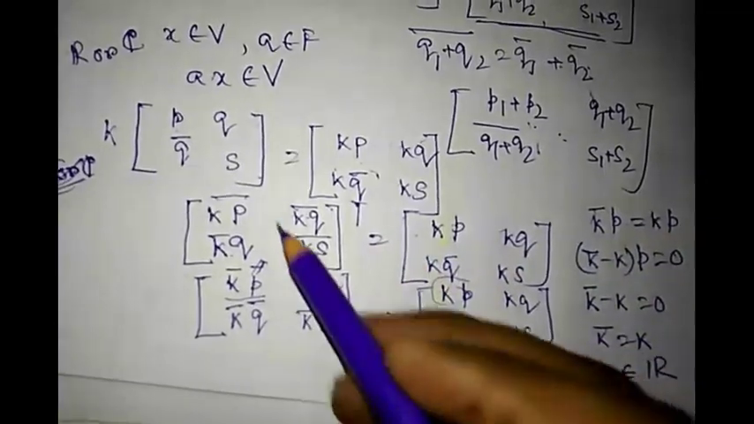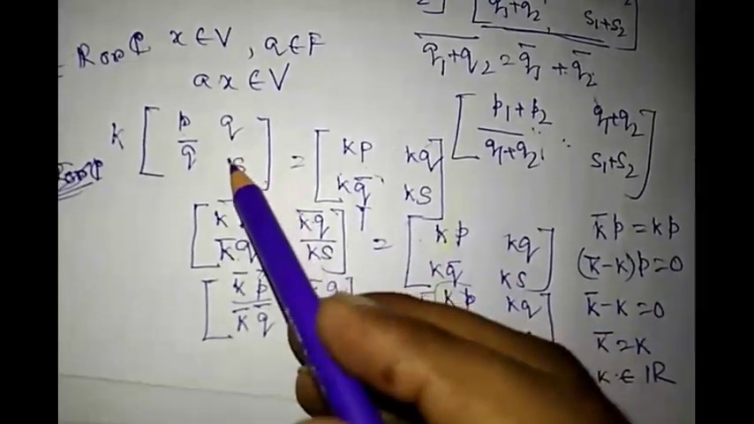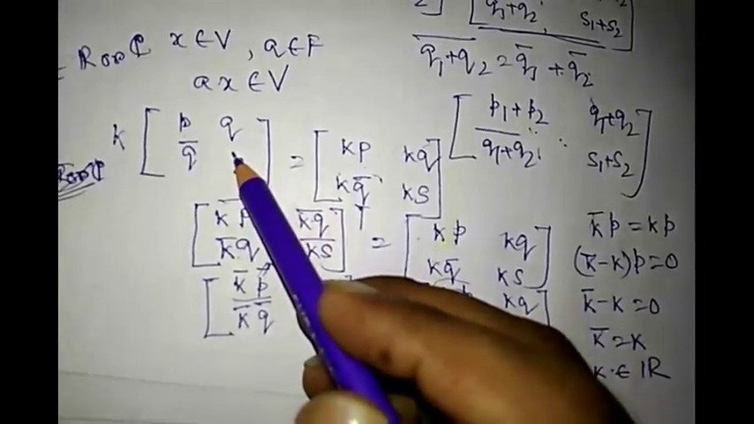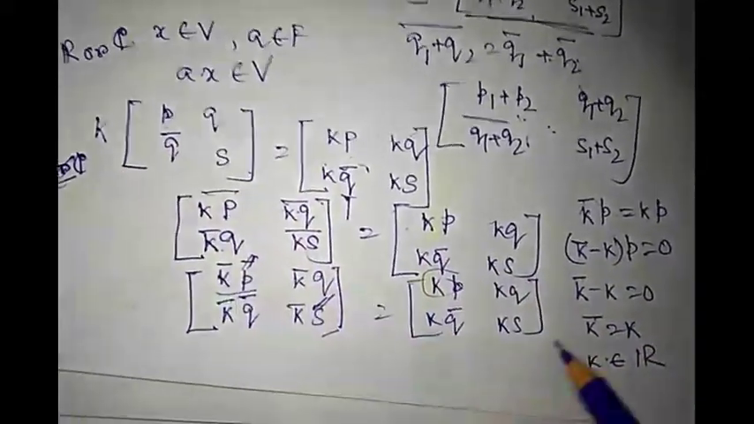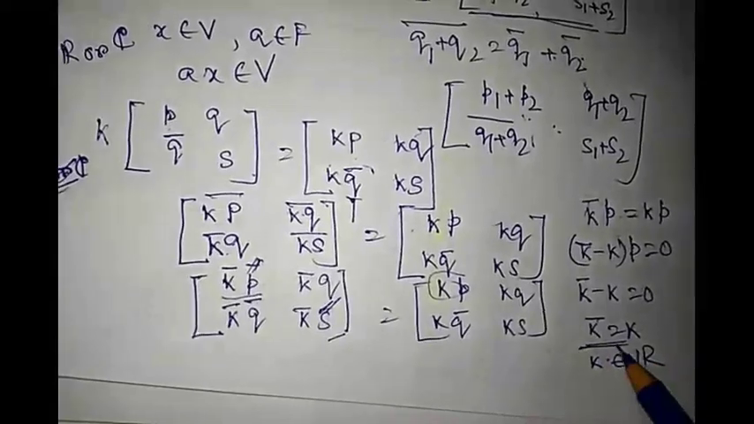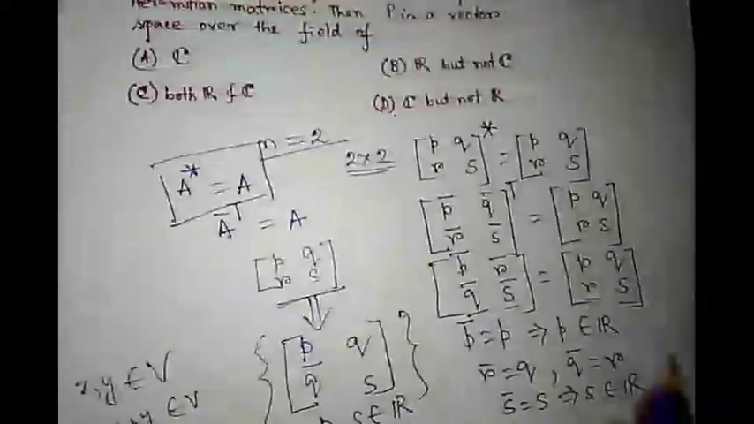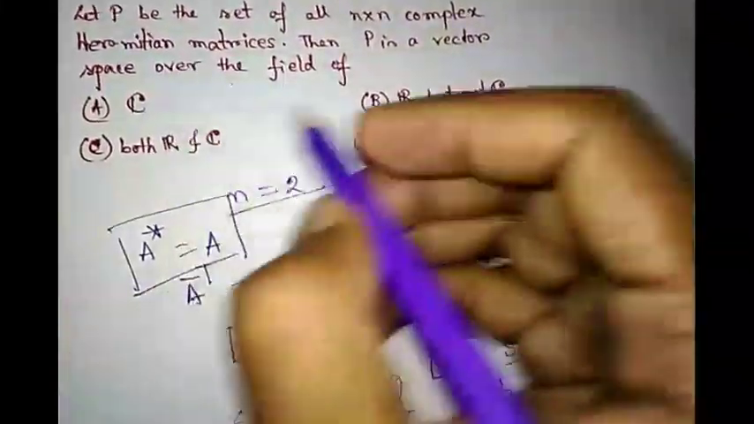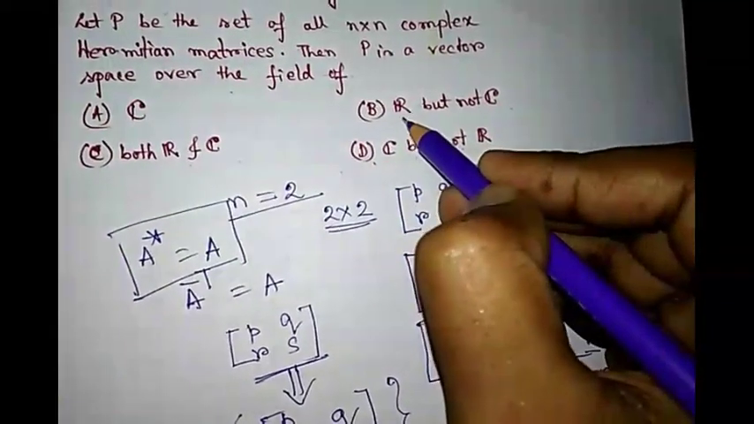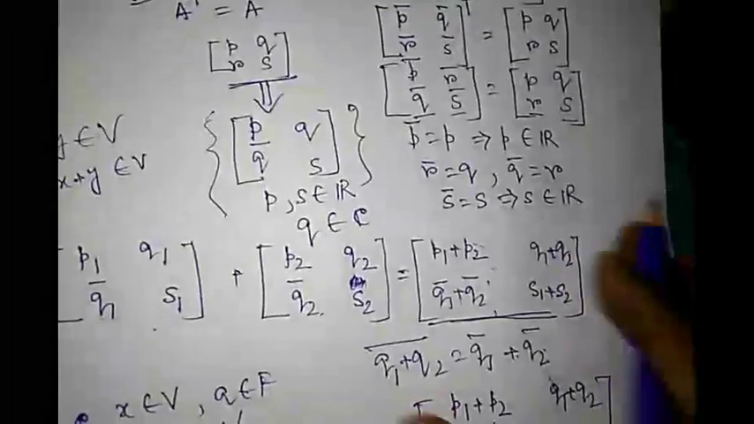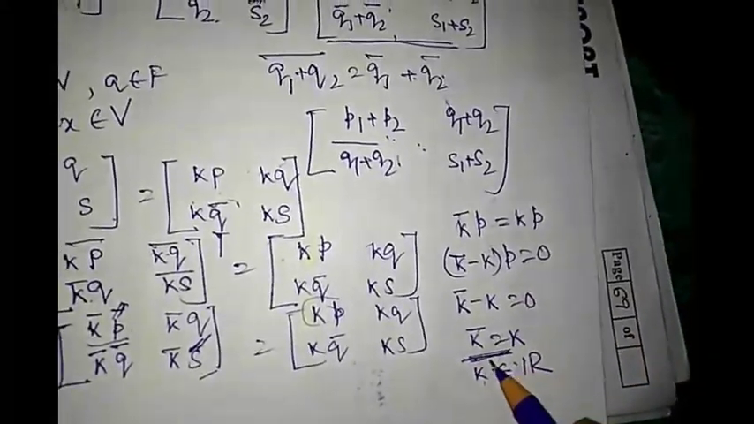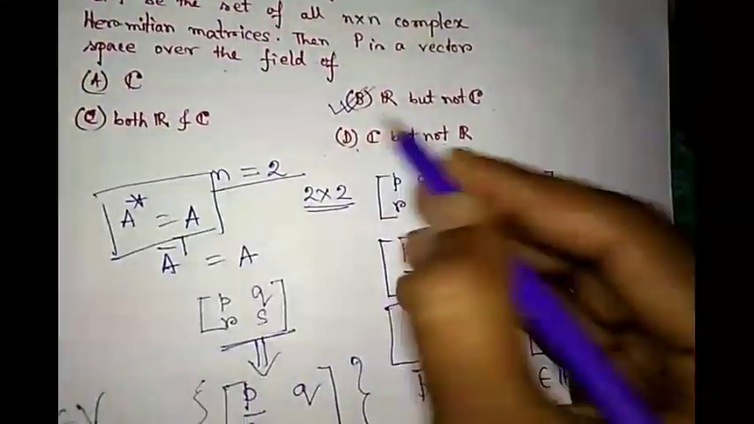So we can state that all 2 by 2 Hermitian matrices form a vector space over R, because K must be a real number since K bar equals K. So what will be the answer? The answer is B: this is over R but not C. K bar equals K is only possible if K is a real number. So option B is the right answer.